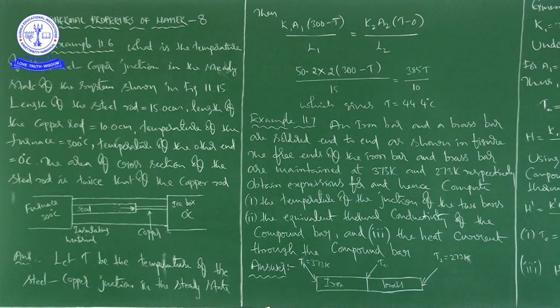Okay, next, the area of cross section of the steel rod is twice that of the copper rod. That is also one more important point which we have to use to solve the problem as given. Okay, and here finally we have to find out the temperature of the steel copper junction.